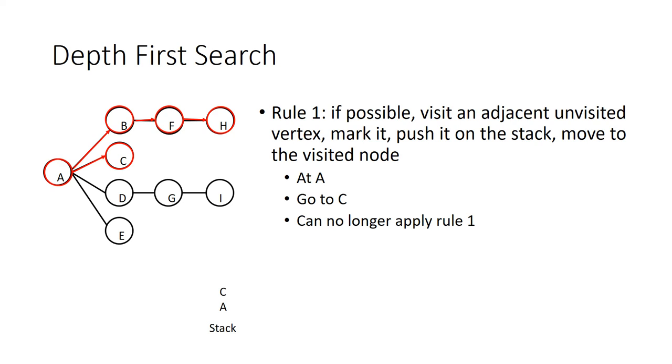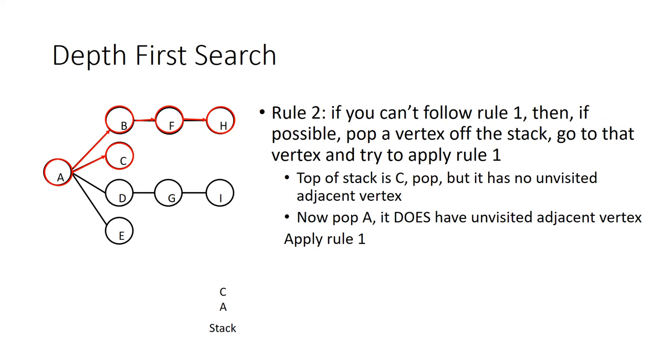I can no longer apply Rule 1. I'm down at C, and there's no place else for me to visit. You'll notice that as I visited C, I pushed it onto the stack. So there's my stack down there. So we'll continue from here. So when we run out of Rule 1, we go to Rule 2. So we're going to pop a vertex off the stack and try to apply Rule 1. Well, the top of the stack we pop off is C. It has no unvisited vertexes adjacent. So we do another pop. We pop off A, and A still has unvisited adjacent vertexes.